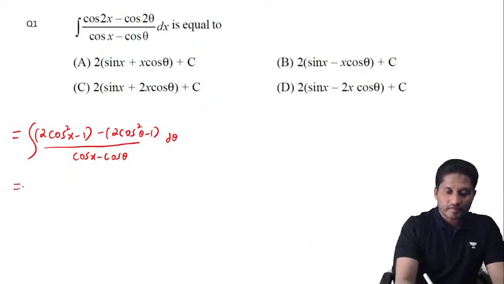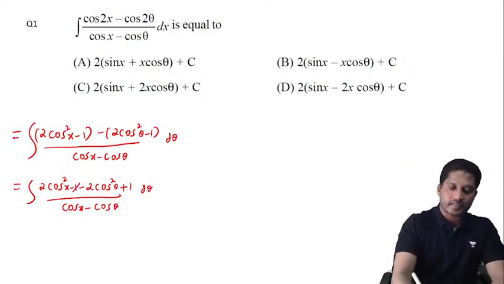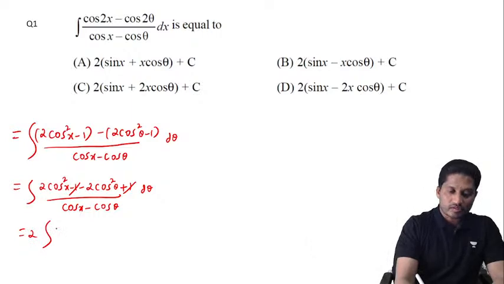Alright, now if I open the bracket, this is 2 cos square x minus 1 minus 2 cos square theta, right? Minus and minus is plus, whole divided by cos x minus cos theta, and then d theta. I'm going to cancel this minus 1 and plus 1. Take 2 out. Left out is cos square x minus cos square theta, divided by cos x minus cos theta and then d theta.